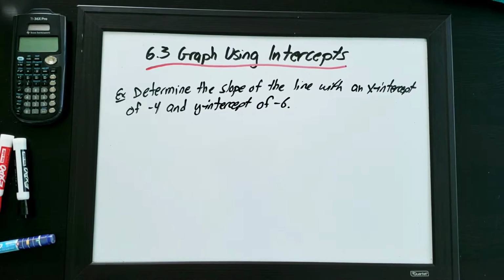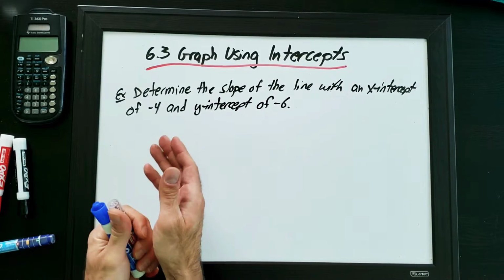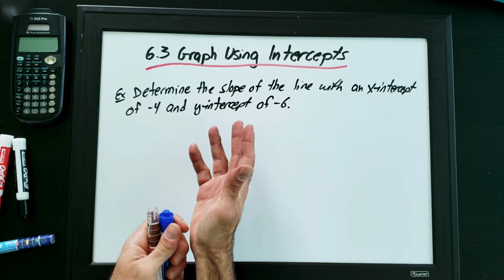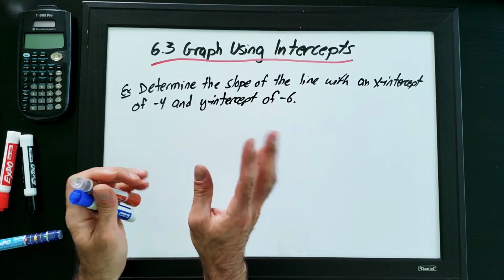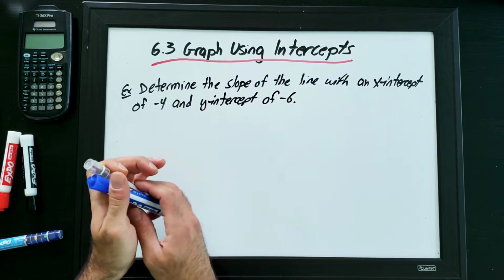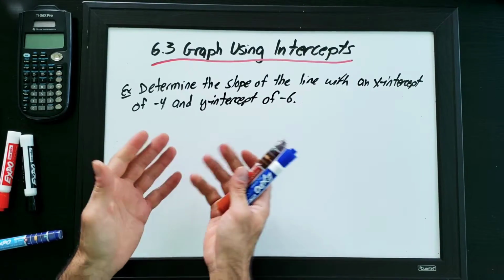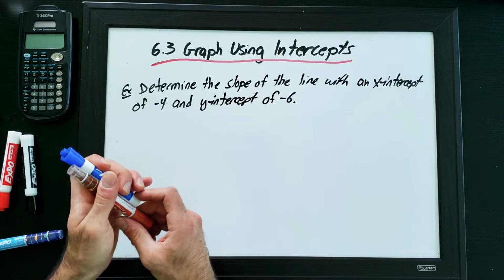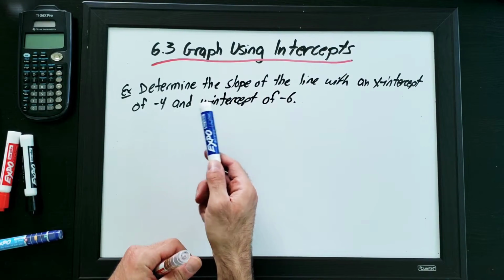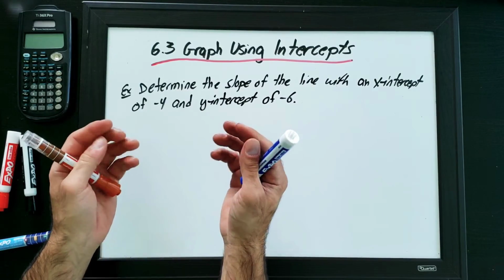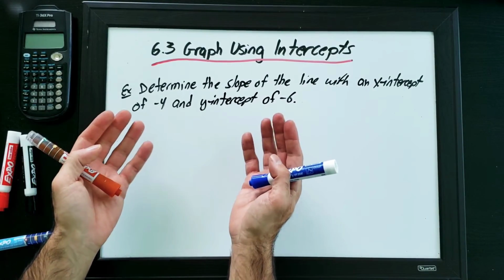Okay, so the last question I want to go over in 6.3 is figuring out the slope of a line using the y-intercepts. Or sorry, the intercepts in general, the x and y-intercept, and how we can come up with an equation using the intercepts. So this is kind of going backwards. So determine the slope of the line with an x-intercept of -4 and a y-intercept of -6. So a big issue in this chapter is going to be coming up with points.